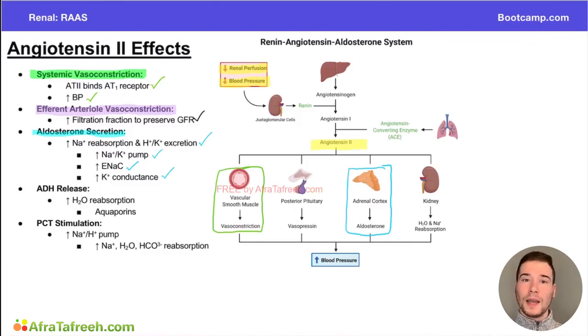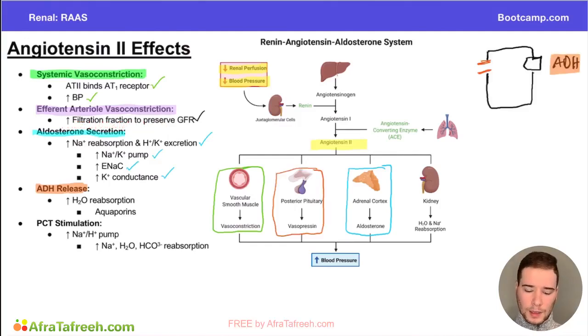The next important effect that angiotensin II has is the ADH release. So ADH stands for antidiuretic hormone. It's a hormone that is released from the posterior pituitary, and its primary effect is to reabsorb water. So remember, this H2O reabsorption is done through something called aquaporin channels. So just as a quick refresher from the collecting duct video we did in the nephron transporters section, ADH will bind to a receptor right after it's been secreted from the posterior pituitary.